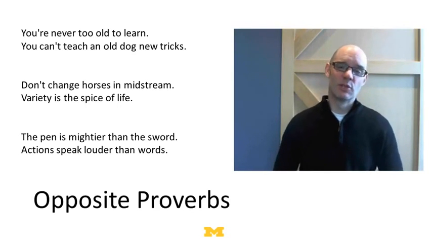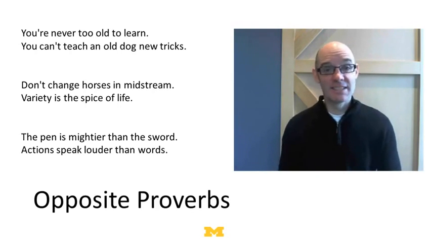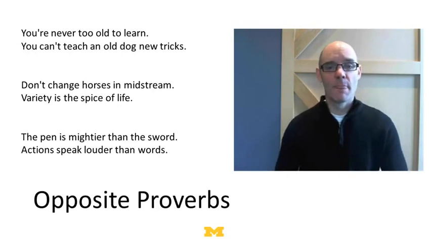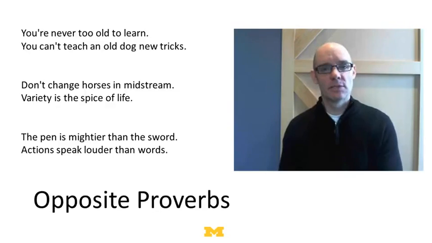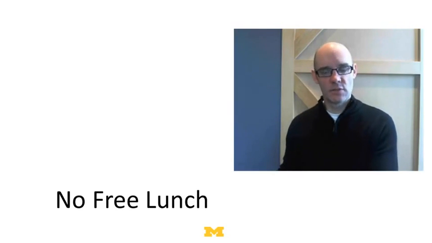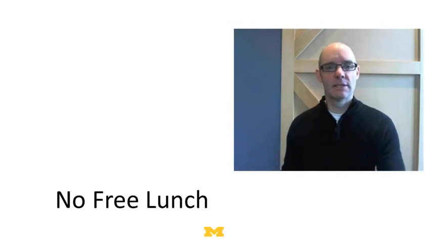You're never too old to learn. You can't teach an old dog new tricks. Don't change horses in midstream. Variety is the spice of life. Opposite proverbs. The pen is mightier than the sword. Actions speak louder than words. How do we make sense of these things when they contradict? Well, here's where models are useful and proverbs aren't. Our models have assumptions. So what's going on in the case of Fisher's fundamental theorem, and what's going on in the case of Six Sigma?